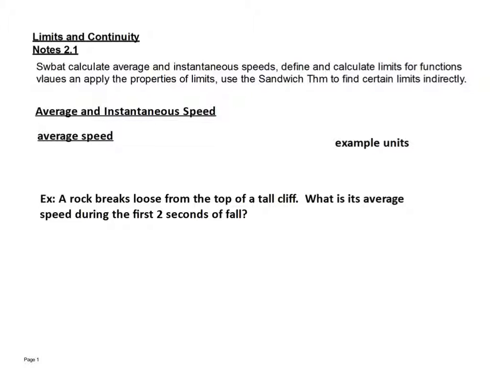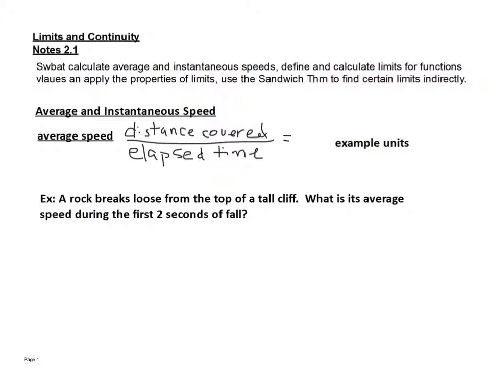Okay, limits and continuity for our first section of chapter 2. Alright, so first we're going to talk about average and instantaneous speed just to kind of get the idea of where we are going. So just to remember, average speed is distance covered divided by elapsed time, which some of you probably have heard as delta D over delta T, physics people.